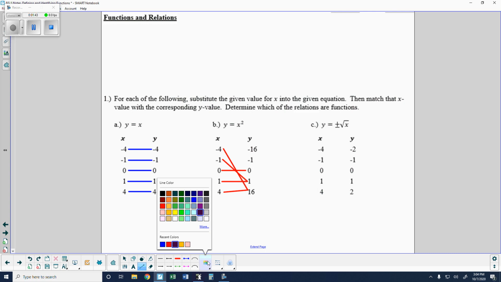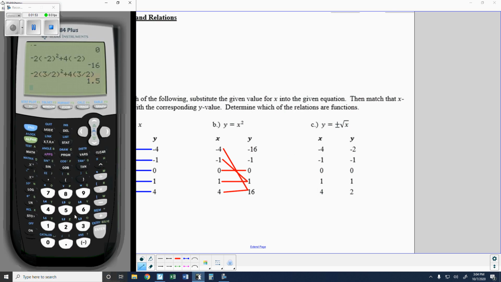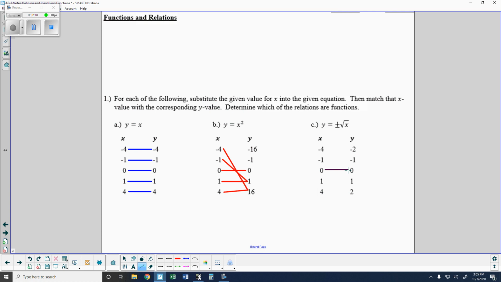Finally, on the last one, we have the square root of x. So we're going to substitute in for x again. And notice that there is a plus or minus on the outside. So first, let's do the square root of negative 4. You may remember back from Algebra 1, if you try to take the square root of a negative number, you get a non-real answer. So the square root of negative 4 is not going to go to anything in the y category. Eventually, we'll learn what we could do with that, but we're not there yet this year. Negative 1 would also not go to anything in the y category because it would be the square root of another negative number. The square root of 0 is 0.